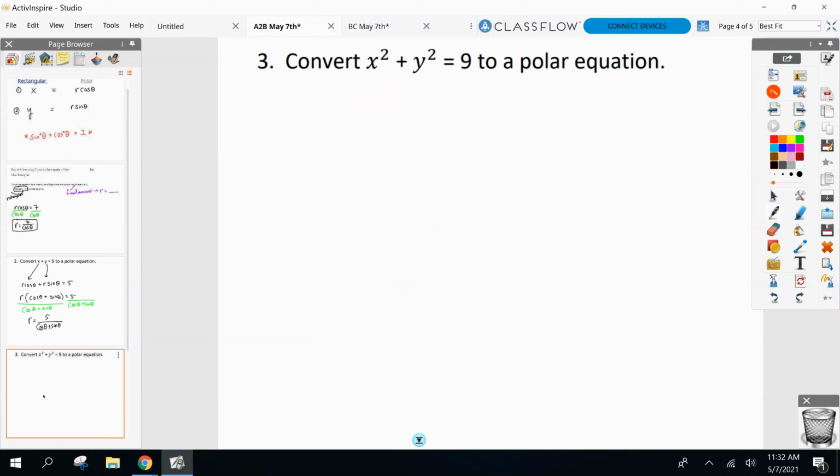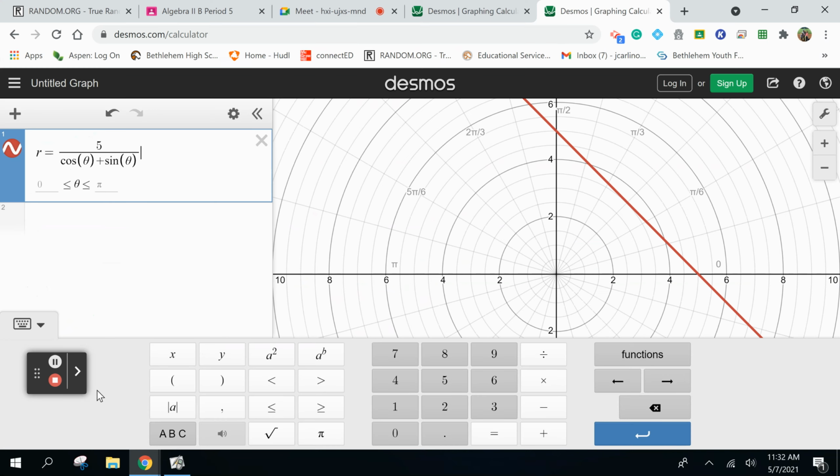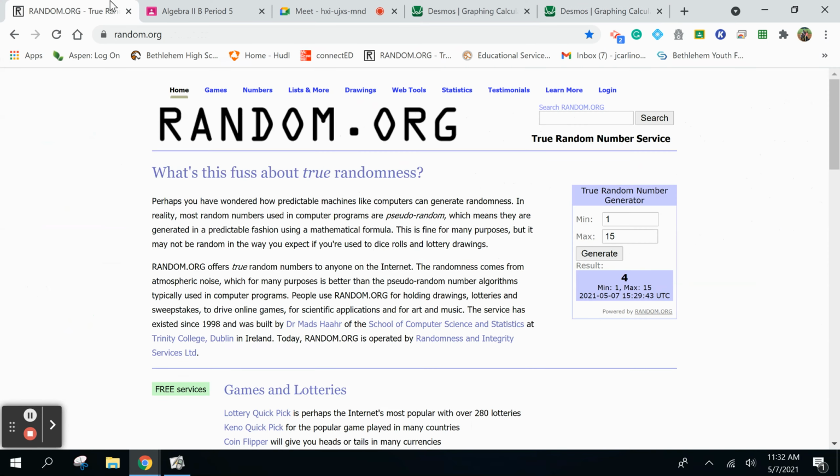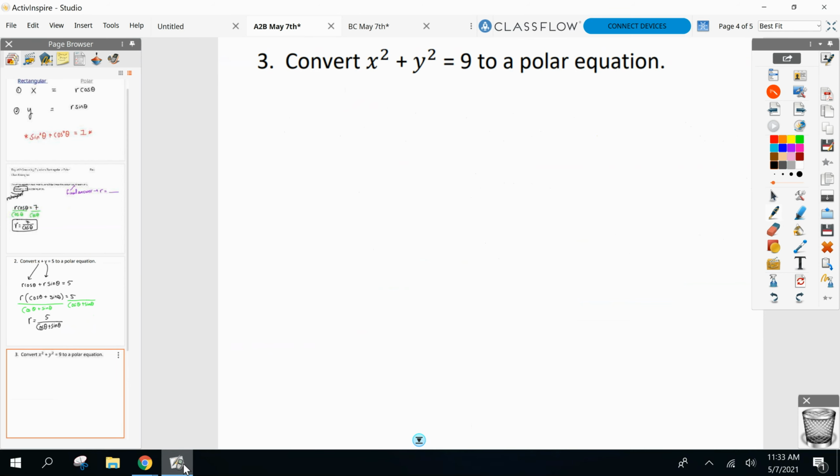X squared plus y squared equals 9. What's that in polar form? So r equals what? All right, same thing. What do you see in there? See any variables we can substitute in for? Let's start there. Any substitutions I can make? Here we go, Liz, back to you. Any variables I can substitute in for? X and Y. Good, X and Y.